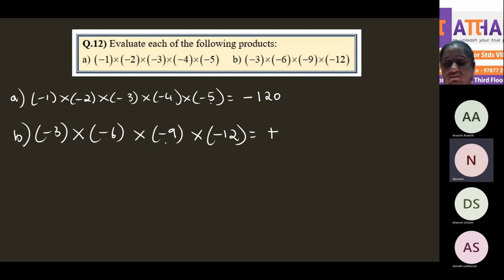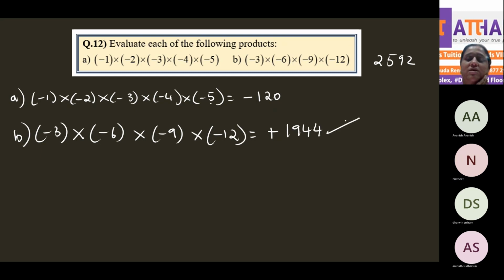Ma'am, I'm finding for the B1. Ma'am, 2,500. Ma'am, 2592. Okay, let me see what others are getting. Ma'am, 1944. Yeah, that's correct. This is the correct answer. Anirudh, check your multiplication. 1944 is the correct answer.